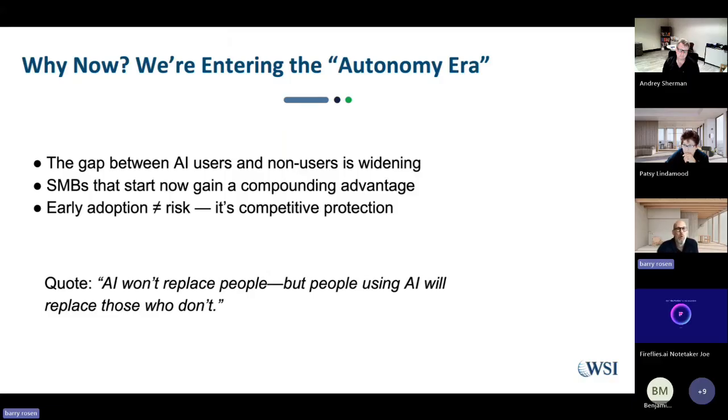So why now? We're really entering this era. We're in that transition period from chat to agents. And so the gap between AI users and non-AI users is really widening. And the businesses that start now will gain a compounding advantage. And early adoption does not equal risk. It's actually a competitive advantage. And what we are telling everyone, and you'll see this, is AI isn't going to replace people, but people and businesses using AI will replace those that don't.